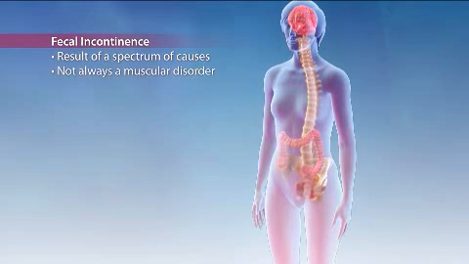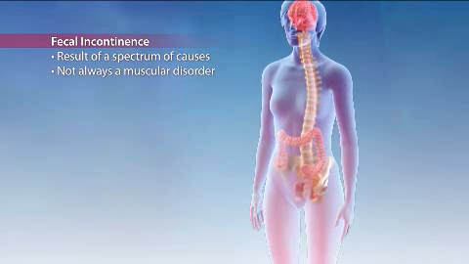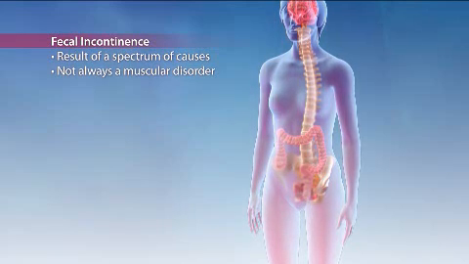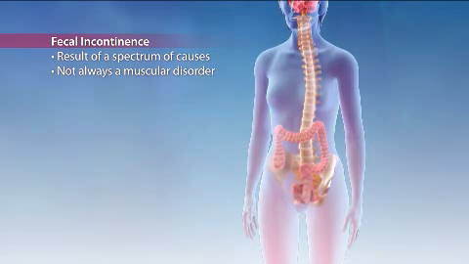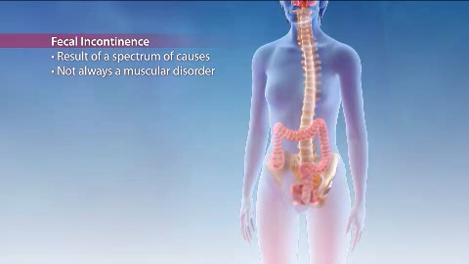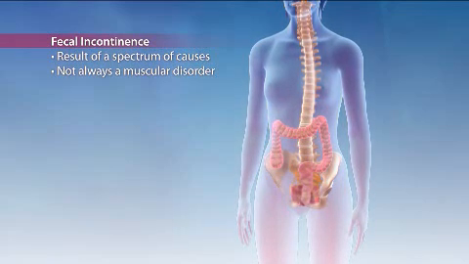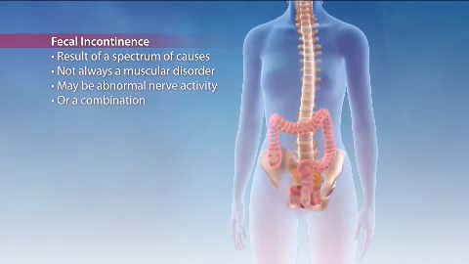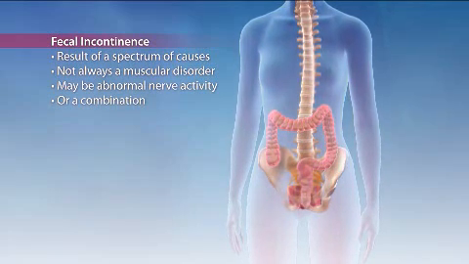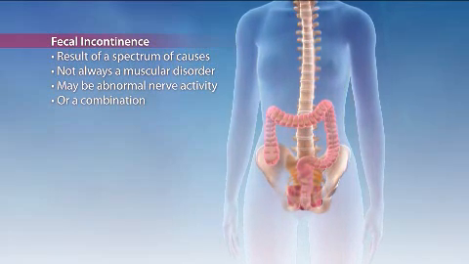Commonly an acquired disorder, FI could be due to structural causes, such as trauma, or be of idiopathic or neuropathic origin. Rather than a muscular or structural disorder, one underlying factor may be abnormal nerve activity. This abnormal nerve activity may affect the smooth and striated muscles used for bowel control.